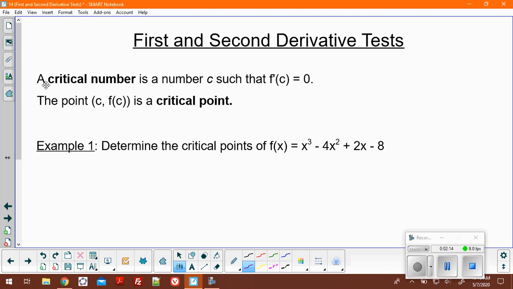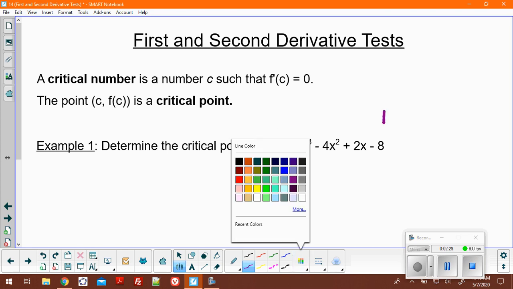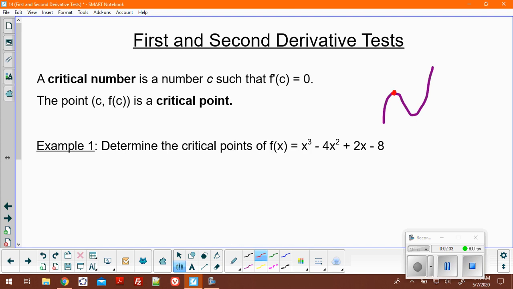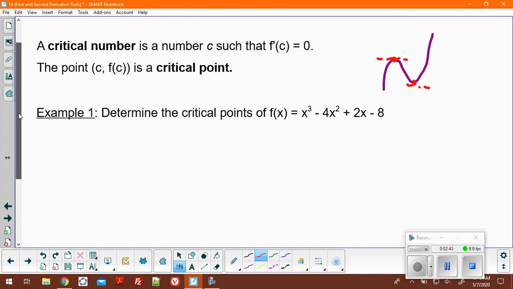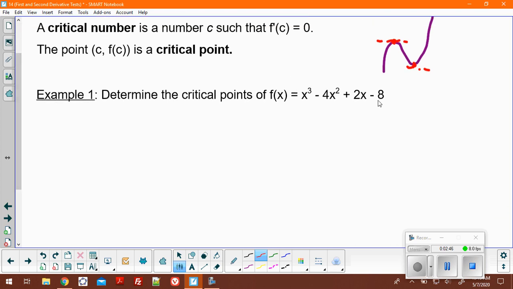So first, a little definition here. A critical number is a number c such that f prime of c is equal to 0. The point c, f of c, the original point on the function, is called a critical point. Like we had in that picture, if there's a cubic function of some kind, then this point here and this point here are going to be critical points of the function, because that's where their tangent line would have a slope of 0. So example 1, here's another cubic function. We're going to find the critical points of that function.